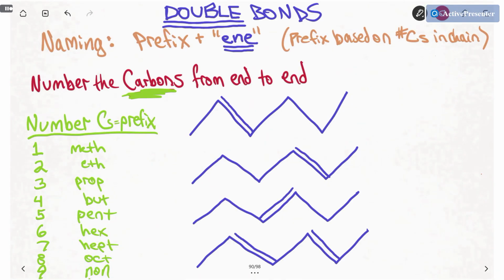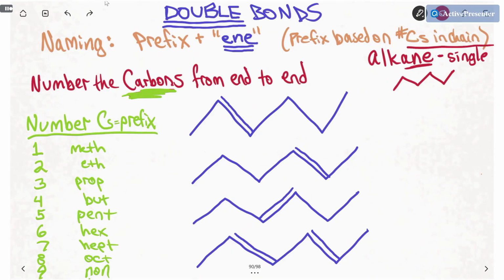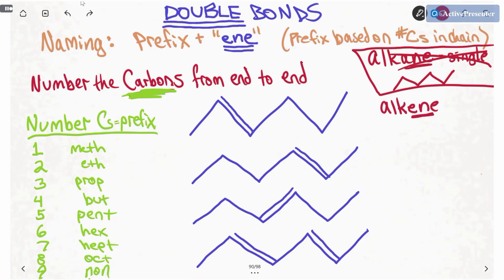Okay, so now we know that alkanes, alkane with A-N-E as the suffix, are hydrocarbon chains made of all single bonds. So like this. And there's those invisible hydrogens coming off of the carbons to make sure the carbon always has 4 bonds to it, right? But now what do we do when there's a double bond? It's not an alkane anymore. It's going to be an alkene, A-L-K-E-N-E instead of A-N-E. And that's going to be any hydrocarbon chain with a double bond in it.